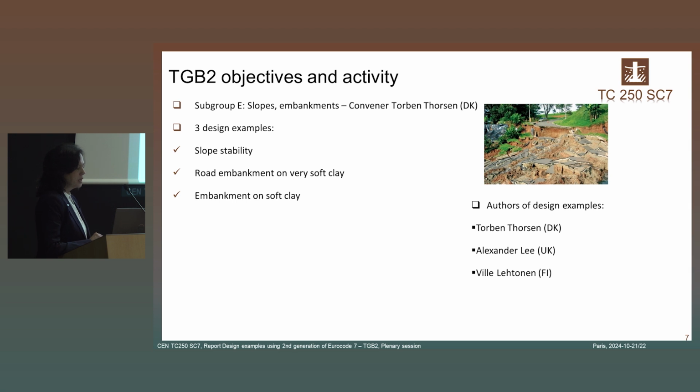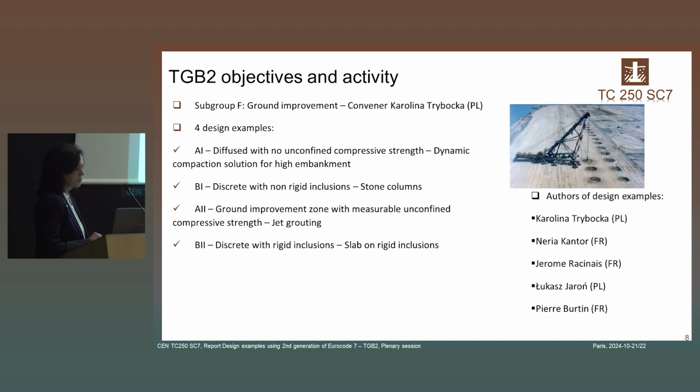For subgroup E, slopes and embankments, convener was Torben Thorsen from Denmark, and they prepared 3 design examples: slope stability, a road embankment on a very soft clay, and another embankment on soft clay. Also, a very small group of 3 people worked on those examples.